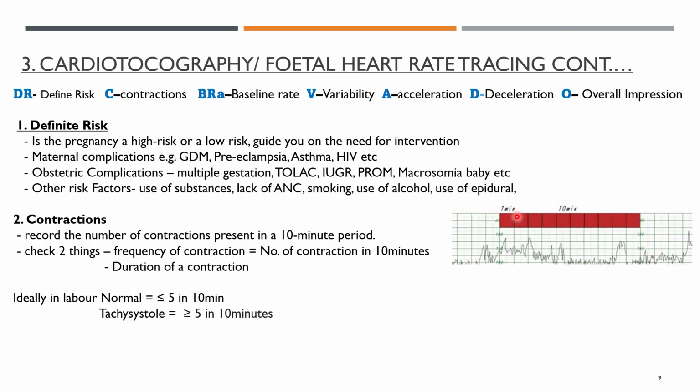You want to know the number of contractions in a period of 10 minutes. The next thing you do is the duration of the contraction. But the most important one is the frequency. Ideally in labor, in the active phase of labor, the normal range is less than or equal to 5 in 10 minutes. Anything greater than 5 in 10 minutes is hyperstimulation, or what we call tachysystole. This is important because it might change your intervention for this mom.